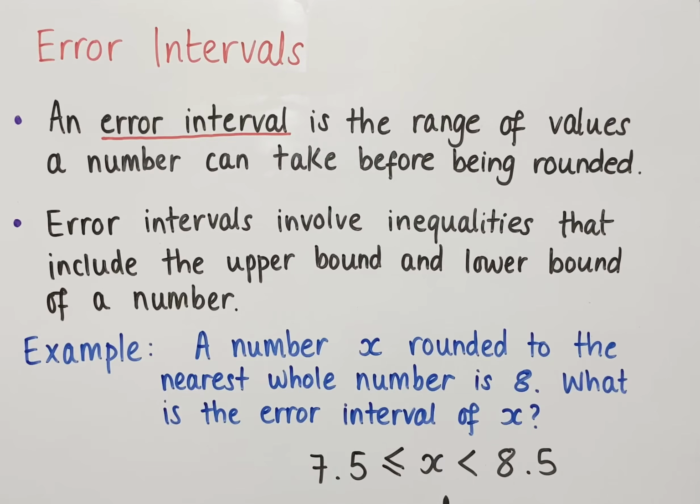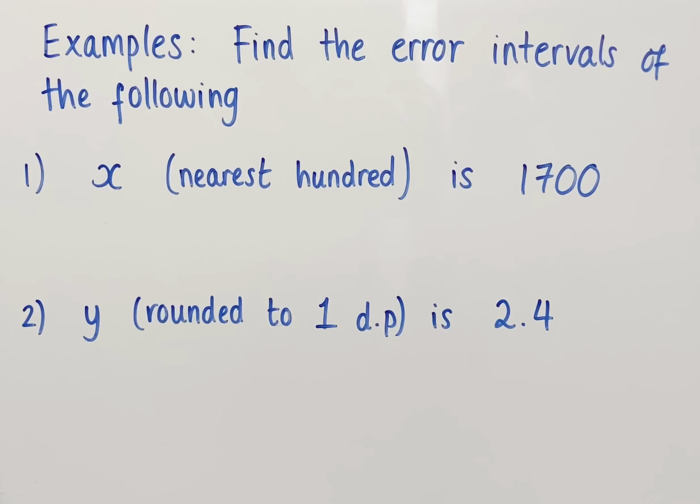It could be 8.499999 and so on, and to the nearest whole number that would round to 8. If we had 8.5, however, to the nearest whole number that rounds to 9. Since it doesn't round to 8, we don't have equals here. It's a strict inequality. Let's look at some further examples.